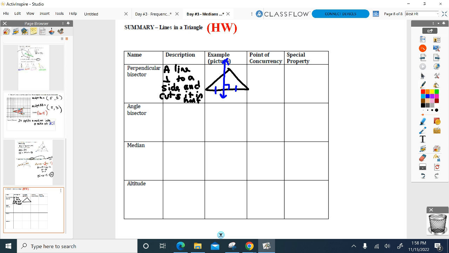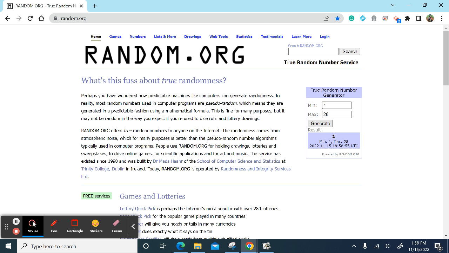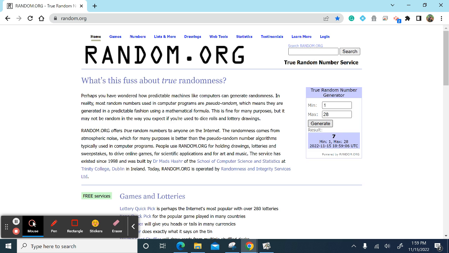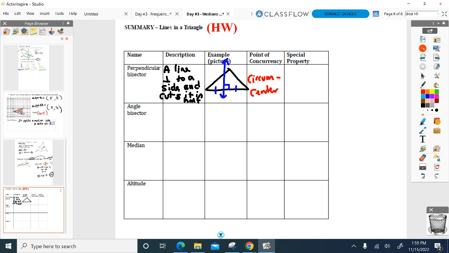All right, I draw all 3 in. What's the point of concurrency called? Circumcenter. And special property about it? Equidistant from, instead of angles, we say vertices. That's what I'm expecting from the other 3 rows as well. All right, so go ahead, finish that up, and try to get through some of those centroid questions before you leave.